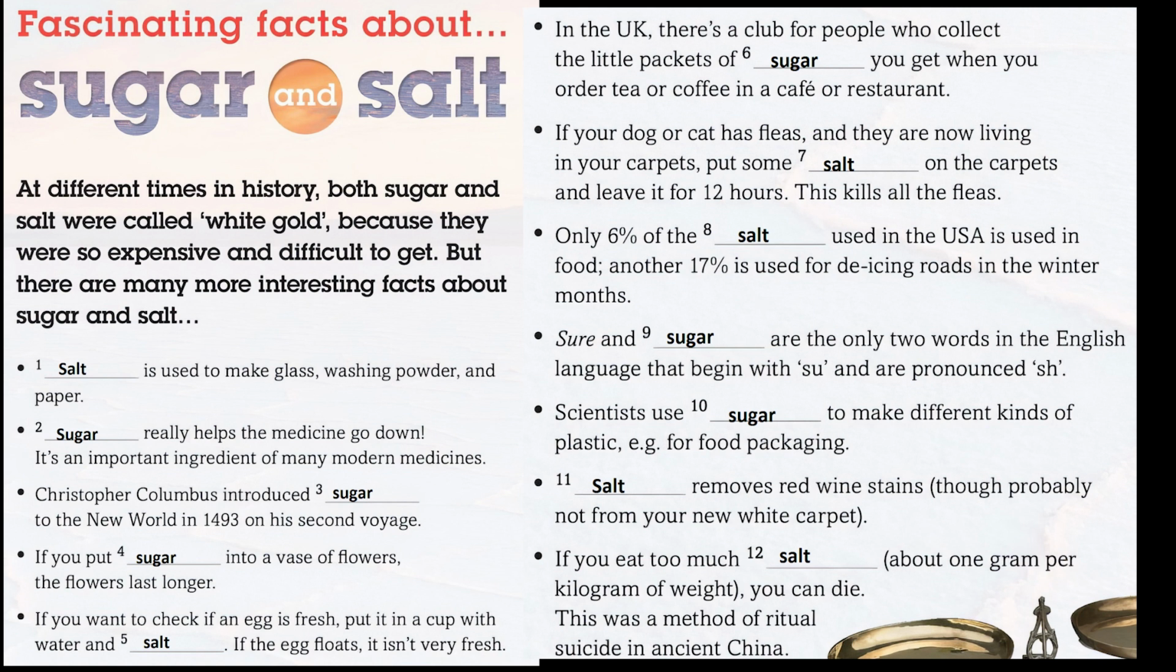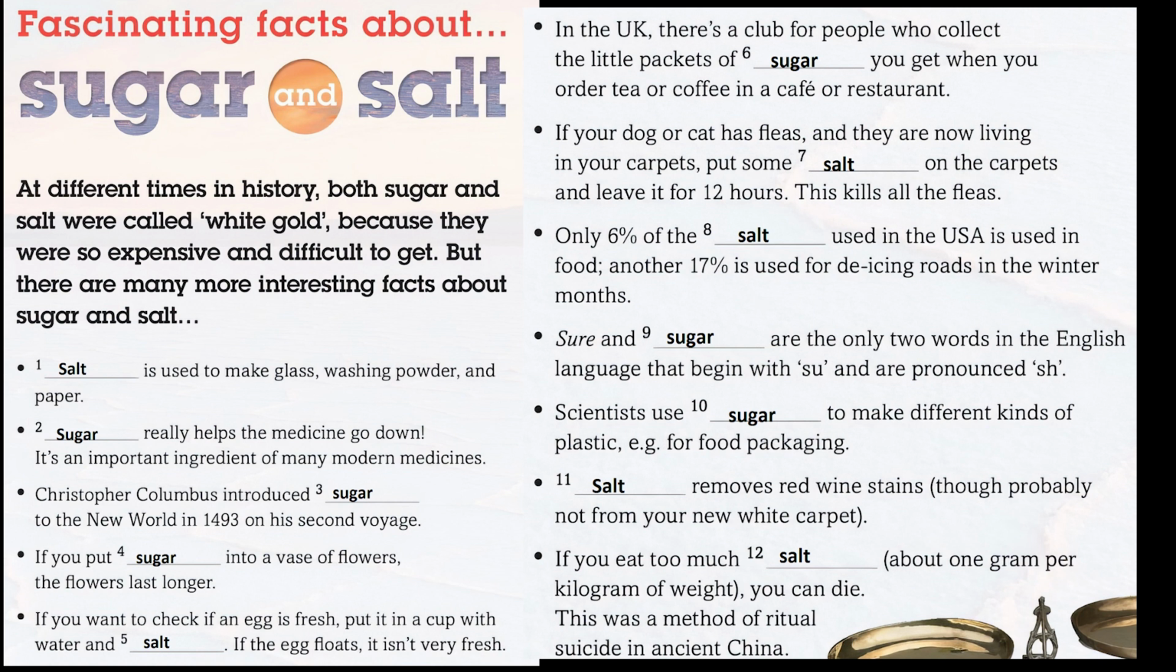Nine point twelve. Fascinating facts about sugar and salt. At different times in history, both sugar and salt were called white gold because they were so expensive and difficult to get. But there are many more interesting facts about sugar and salt.